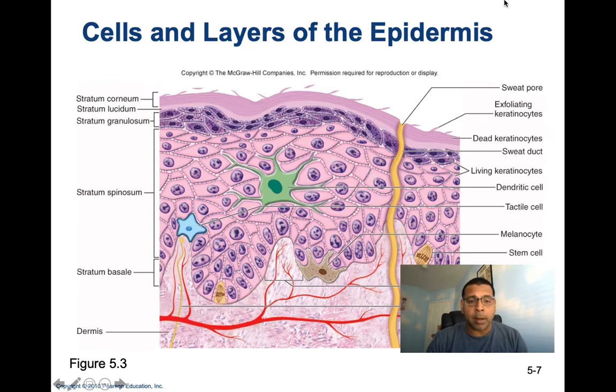So we could look at that right in here. Right here you see the stem cells. Here we're coming through. Here's some more stem cells. They're going to be producing all these keratinocytes we see here.